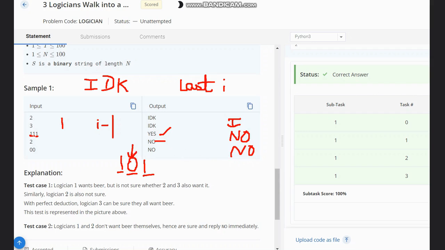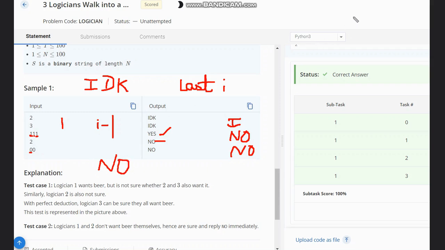Now, similarly, for this case, as all were ones, we output yes. In the second case, the first itself outputs no. So, if the first one does not want a beer, then everyone does not want a beer. So, we simply output no for both the cases.